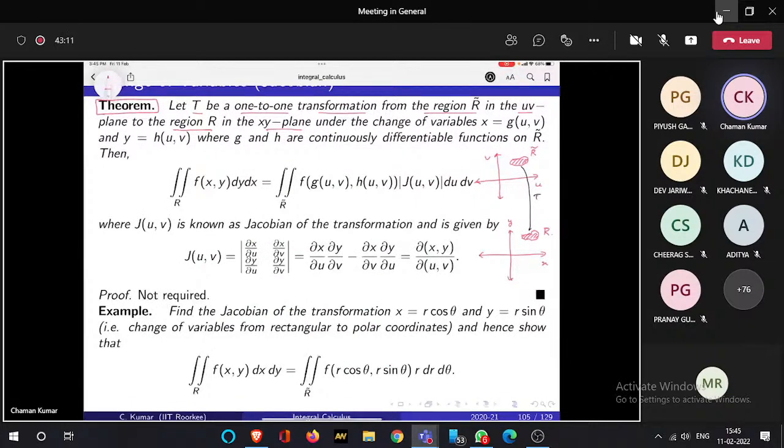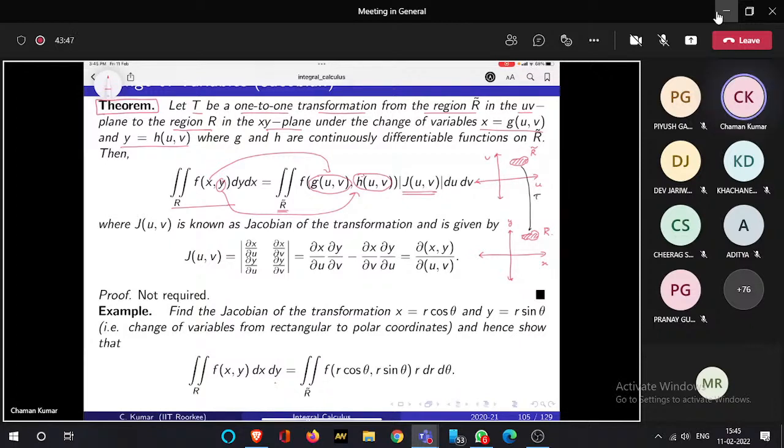Right. So then the double integral over the region R of f is equal to the double integral over the region R tilde of f, and here x is transformed. We make this transformation, x is equal to g of uv and y is equal to h of uv. So replace x by g of uv and y by h of uv. And after this replacement, you multiply this by the Jacobian of the transformation.